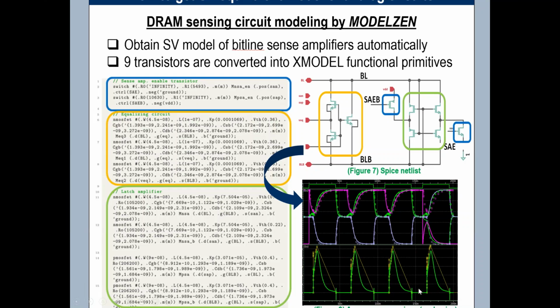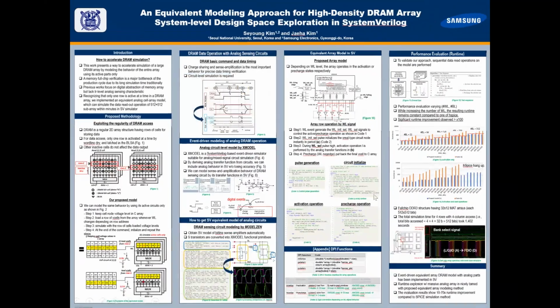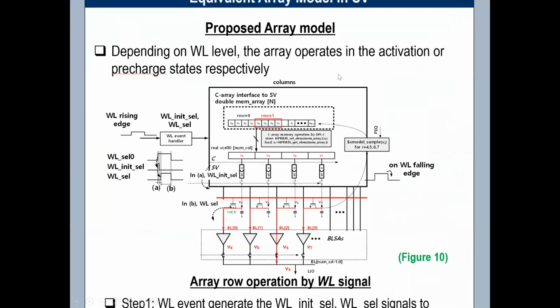From now on, in this section, I'll explain in detail how we implemented the proposed equivalent model of the DRAM array. As I mentioned previously, we can make array simulation faster by including its active parts only. We replace the cell array circuits with the external C array. Let me explain the procedures.